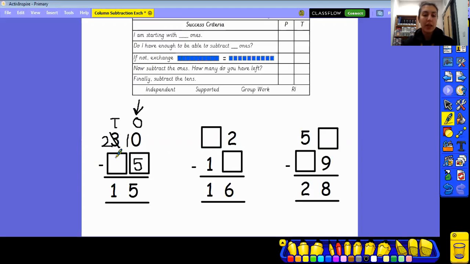That's right, I need to take away one more 10 to be left with 15. So that means 30, take away 15 equals 15. Now I appreciate that was very tricky, so I'm going to show you that one more time over here.